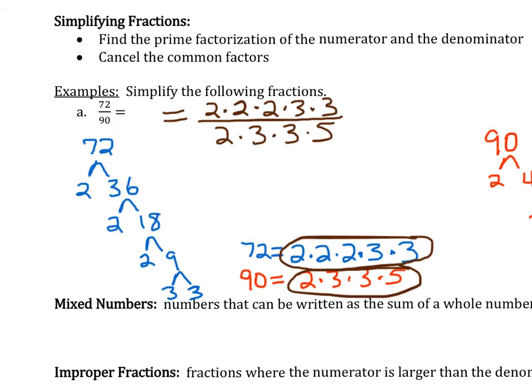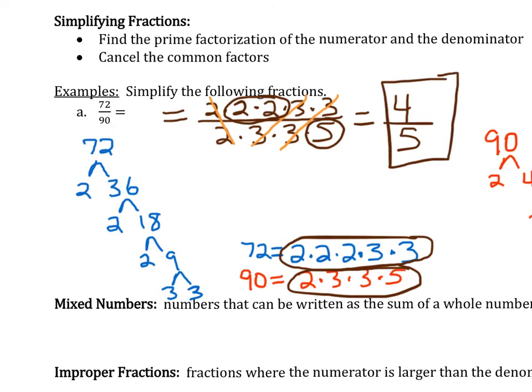And so I'm going to cancel my common factors here. There's a 2 here and a 2 here. 2 divided by 2 is 1, right? So they're canceled. This 3 and this 3 cancel. This 3 and this 3 right here cancel. And so my result, when I simplify this, is going to be 2 times 2, which is 4, over, the only thing in the denominator is 5. And this is how we simplify using this method right here.